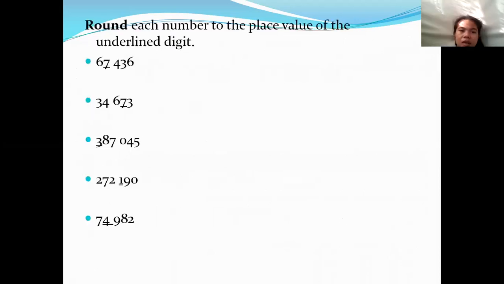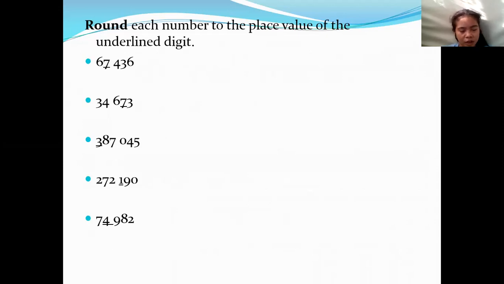Okay, now, let's do this activity. Round each number to the place value of the underlined digit. So we have number 1, 67,436. What is the underlined digit? We have 7. What number is next to 7? It's 4, right? So are we going to add 1 or retain the number?